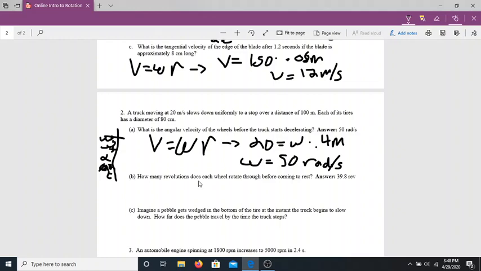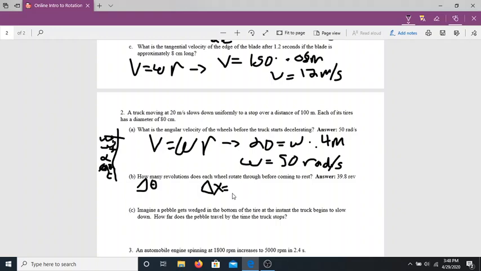So the simple way to do this is just to think about what we're told in the question and what we're looking for. If we're looking for the number of revolutions, we know we're solving for delta theta. That's what we want to eventually get to, the number of revolutions. Well, in the question, it doesn't tell us anything about delta theta, but it does tell me something about delta x.